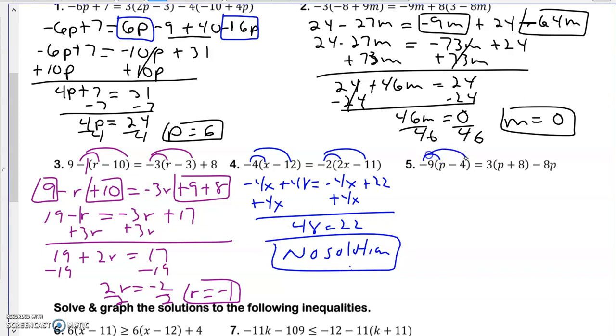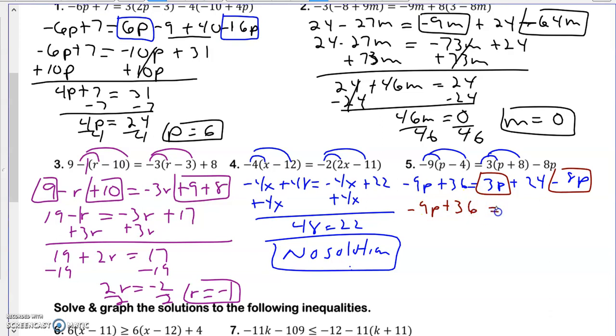Taking a look at the next one, I'm going to distribute again. So I'm going to get a negative 9p. Two negatives make a positive 36. I'm going to get a 3p plus 24 minus 8p. So again, I'm going to combine like terms on the right side. So I get a negative 9p plus 36 equals, and I'm going to get a negative 5p plus 24.